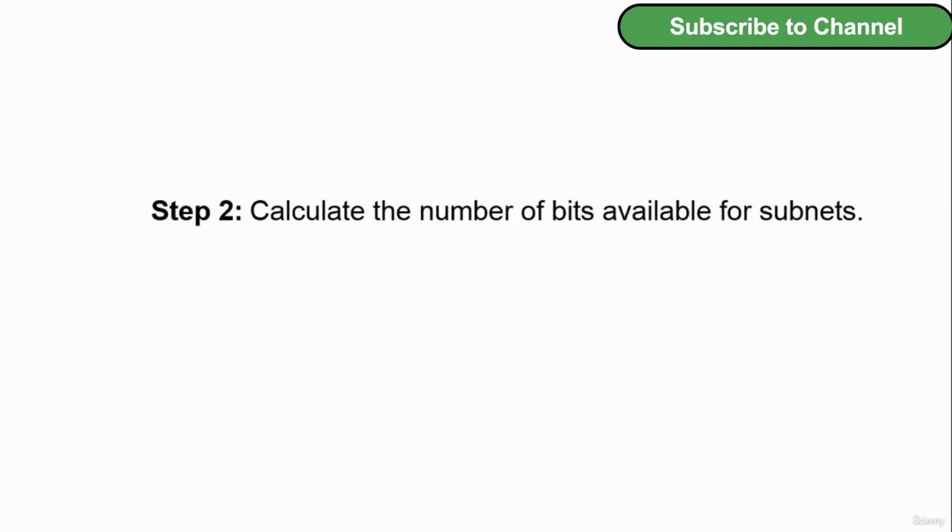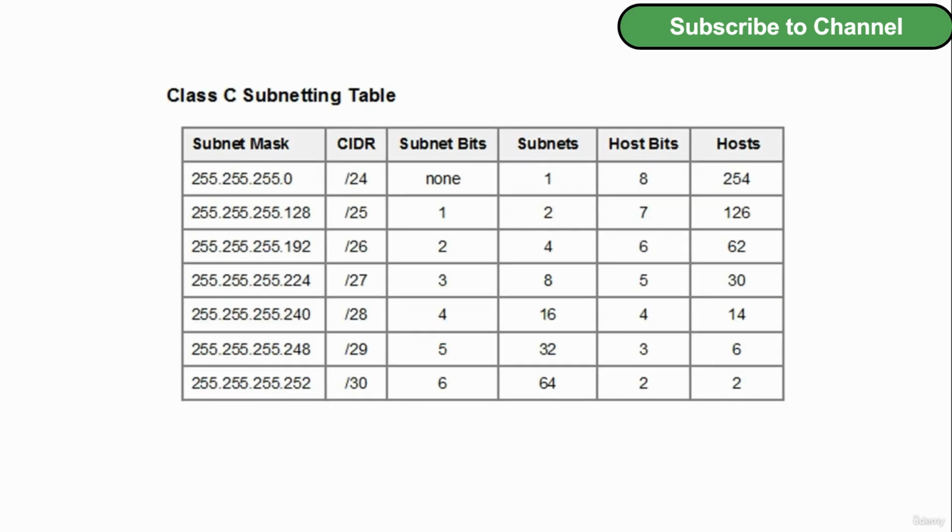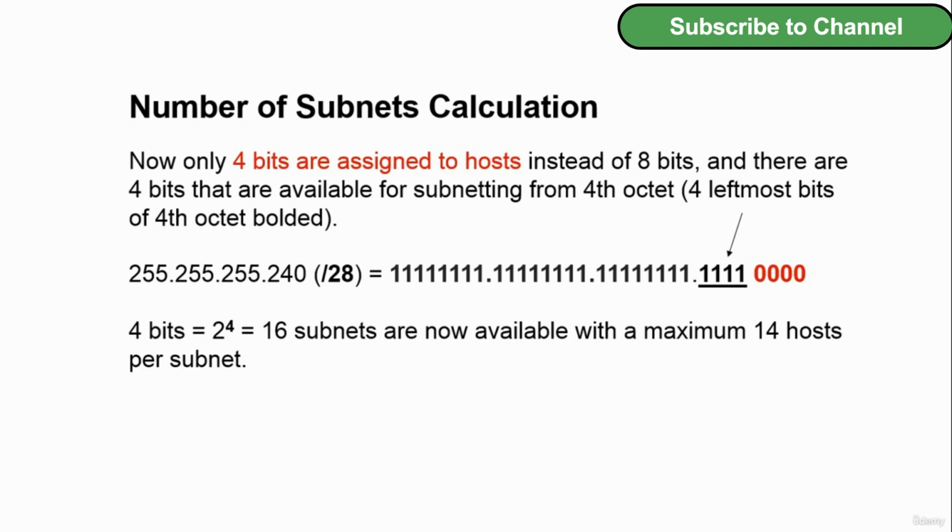And calculate the number of bits available for subnets then. So we know that there's /28, there's 4 subnet bits, and that gives me 16 possible subnets. So only 4 bits are assigned to hosts instead of 8 bits. And there are 4 bits available for subnetting for the 4th octet, and there it is pointing to these 4. So that's what I have to work with. Another way of looking at it is 2 to the 4 is 16, with a maximum of 14 hosts per subnet, or VLAN in this case. So that's easy enough.